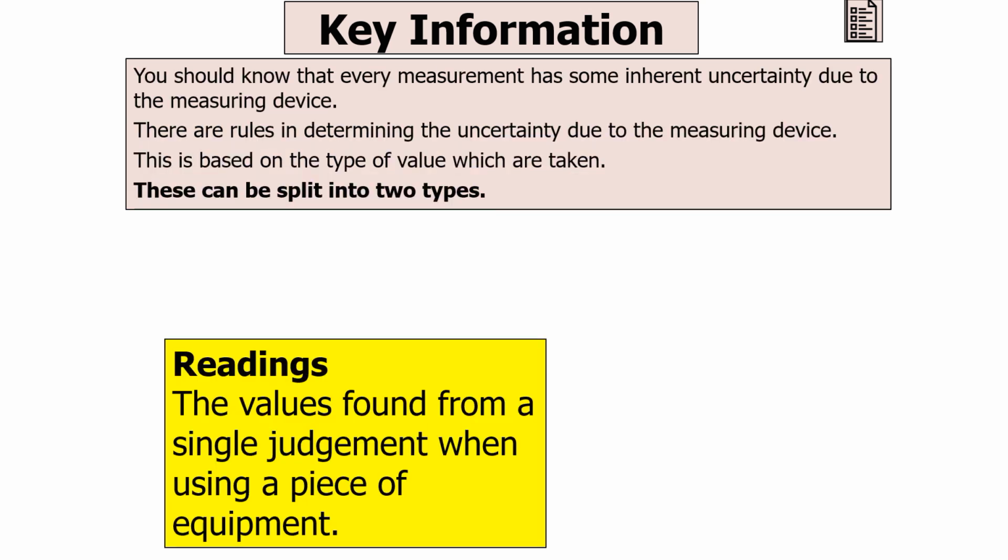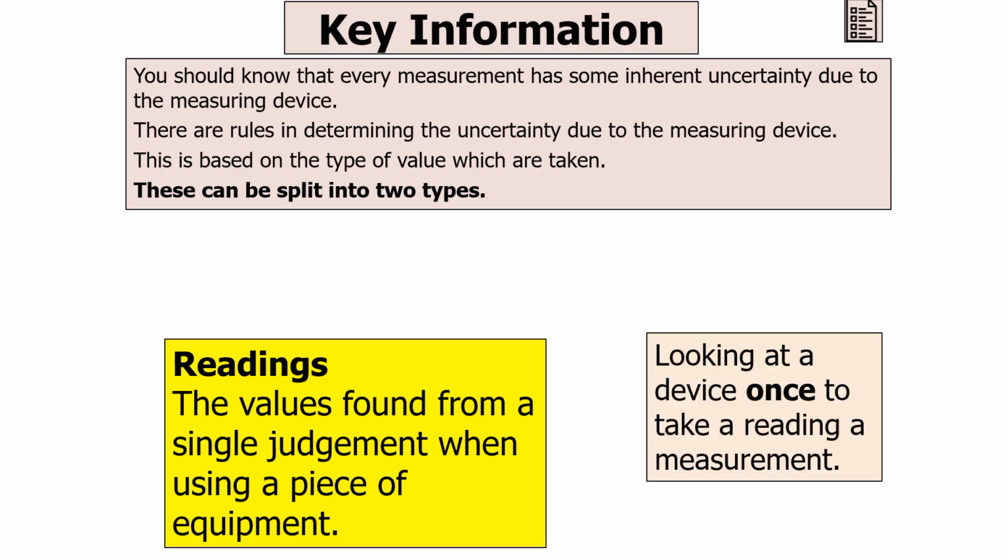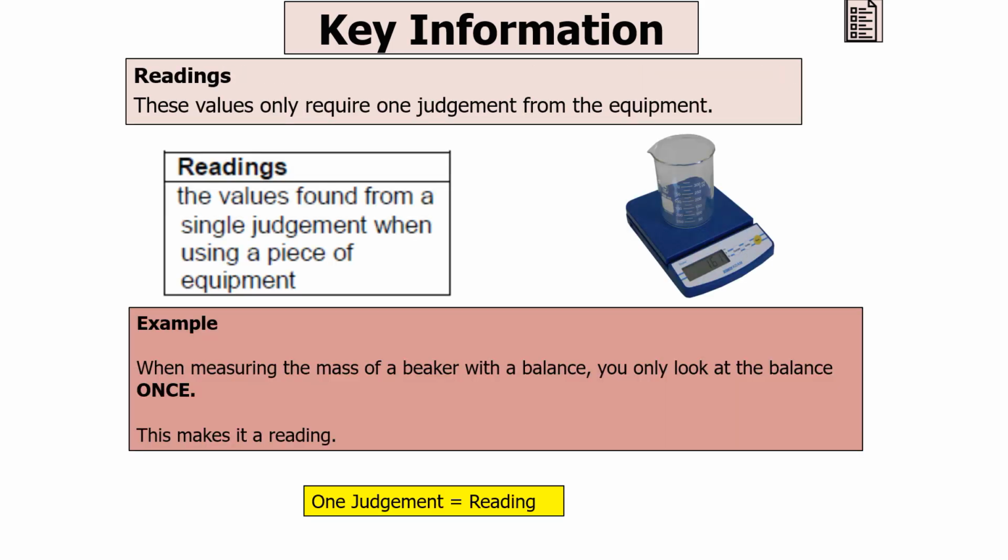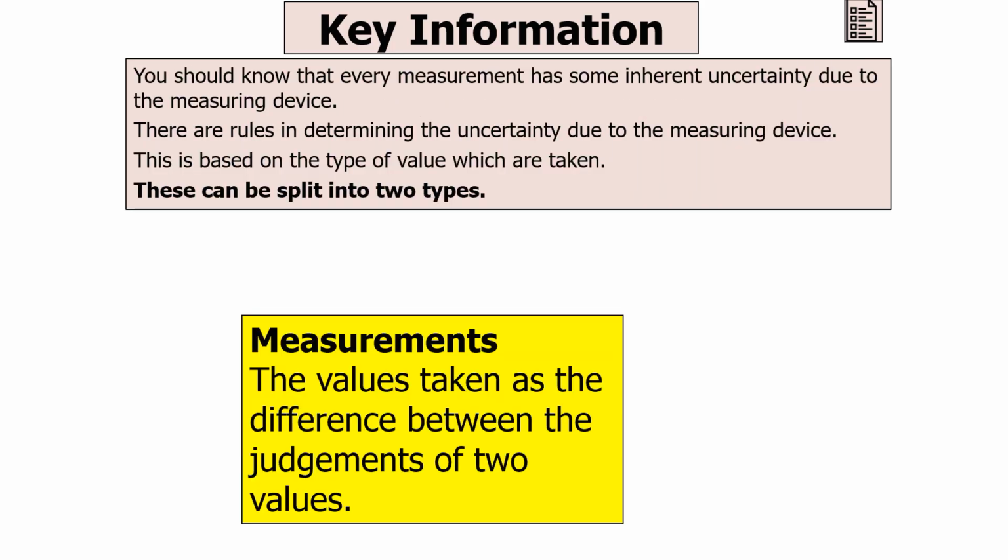So you should know that there are actually 2 types of value which can be taken by a measuring device. The first one is readings. These are values found from a single judgment when using a piece of equipment. So this means looking at a device once to take a reading. So it implies that, for example, one judgment equals a reading. So for an example, when measuring the mass of a beaker with a balance, you only look at the balance once, whilst measurements are values taken as the difference between judgments of two values.